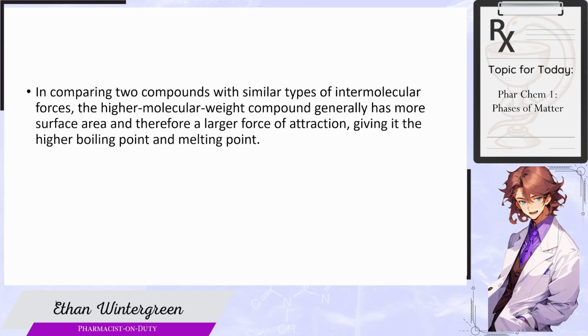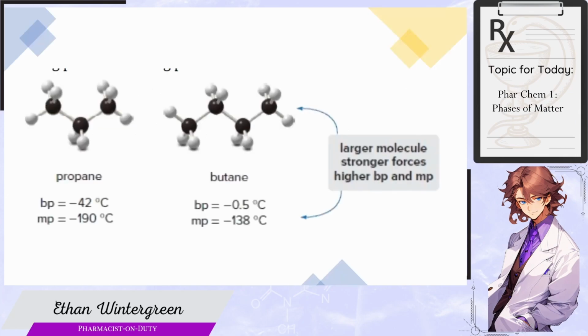However, if we are comparing two compounds with a similar type of intermolecular force, meaning London dispersion, dipole-dipole, or hydrogen bond, we now look to the molecular weight of the substance. If you have a larger molecular weight, more intermolecular forces are present, hence the stronger the bonds are. For example, you have propane and butane. Butane is 4 carbons, while propane is only 3 carbons. Butane would have a higher boiling point and a higher melting point. So larger molecules have stronger forces, hence higher boiling points and melting points.